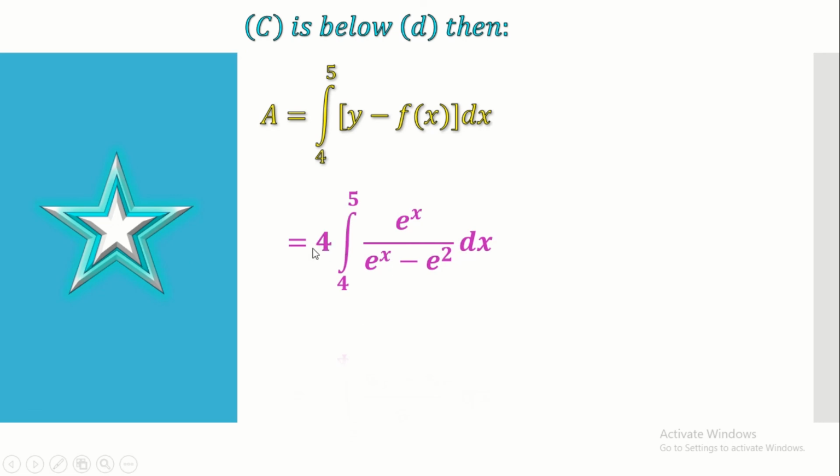We need just to multiply it by 4. So it's approximately 4 times 1.094. It gives us approximately 4.377. Sure, we're going to solve much more problems.